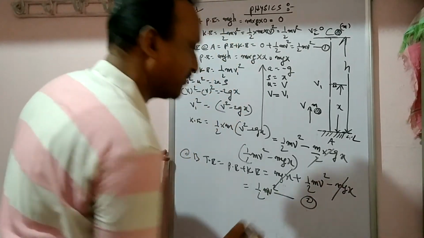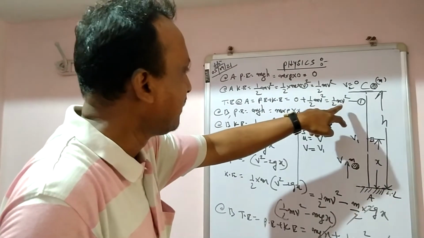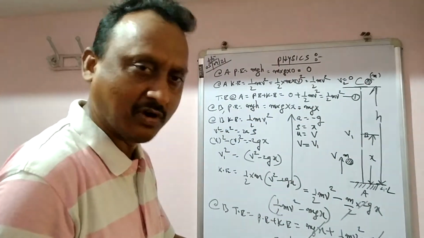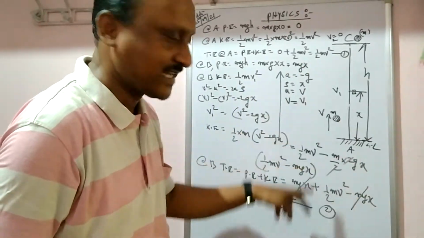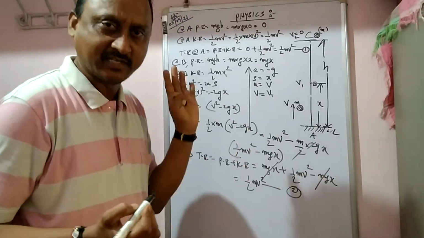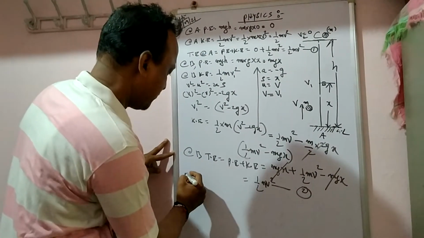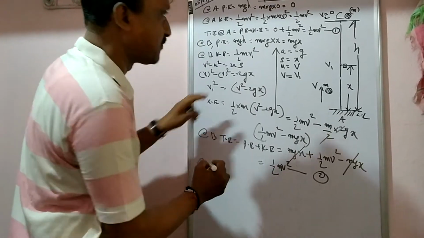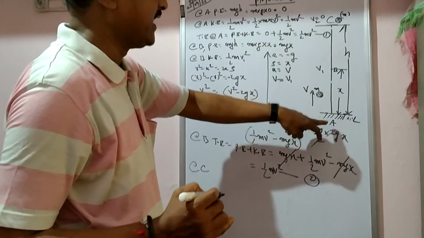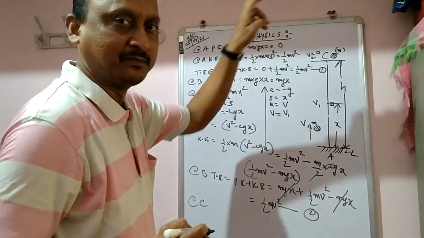Put it as equation 2. Now you can observe very clearly that equation 1 is half mv square, equation 2 is also half mv square, both are the same. So at A and B, it is already proved that the total energy is constant. Now at C, I will find out. At C, that is the highest point, when the body is traveling vertically to the highest point, the final velocity is 0.